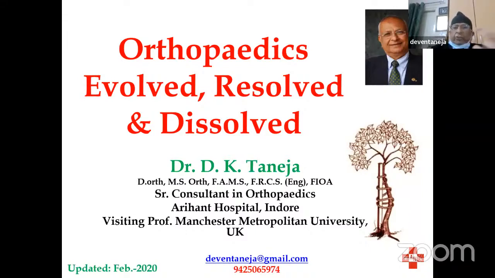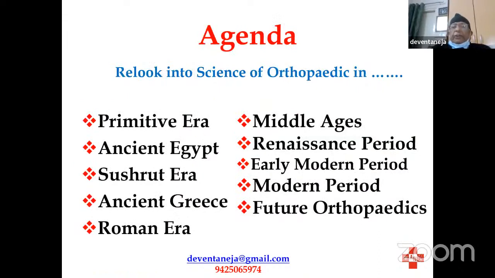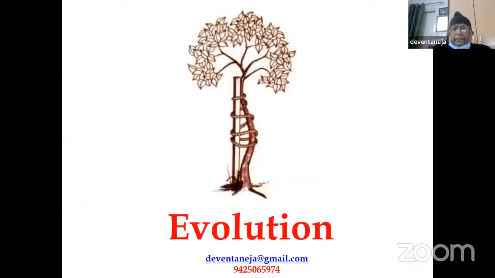So the topic of my first lecture is how orthopedics evolved, how it was adopted by most of the people all over the world, and then how a lot of changes occurred and the concept changed, and what we learned is now different from what we do now. With these words, we will be taking you on a journey of orthopedics, and I will relook into the science of orthopedics in different eras. As you can see, the primitive era, ancient Egypt, our Sanskrit era, Greece, Roman era, Renaissance period, modern period, and the future of orthopedics.